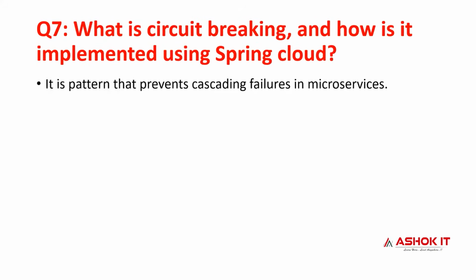What is circuit breaking and how is it implemented using Spring Cloud? Circuit breaking is used to avoid cascading failures in microservices. For example, microservice 1 is connected to microservice 2 and that is connected to microservice 3 and so on. Suddenly, if microservice 2 fails, the execution of 3, 4, 5 may fail. So we should avoid executing all those microservices from the failure point onwards. That is called circuit breaking, breaking the execution flow in case of failure.